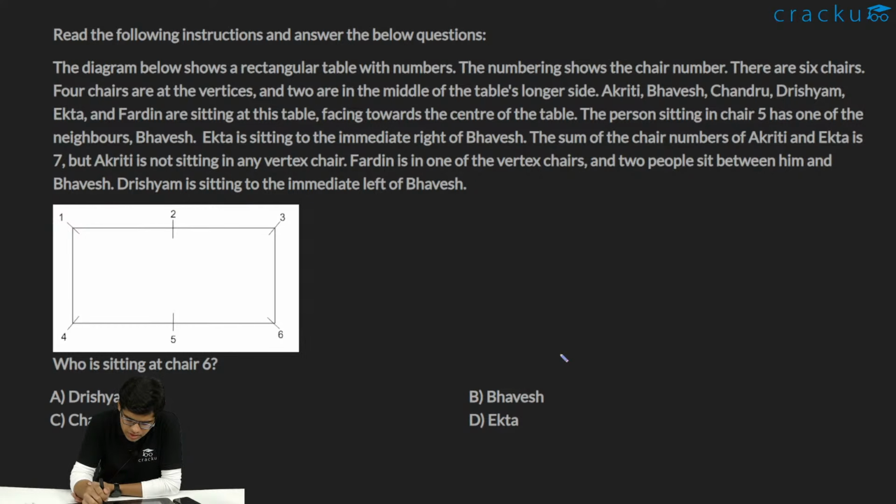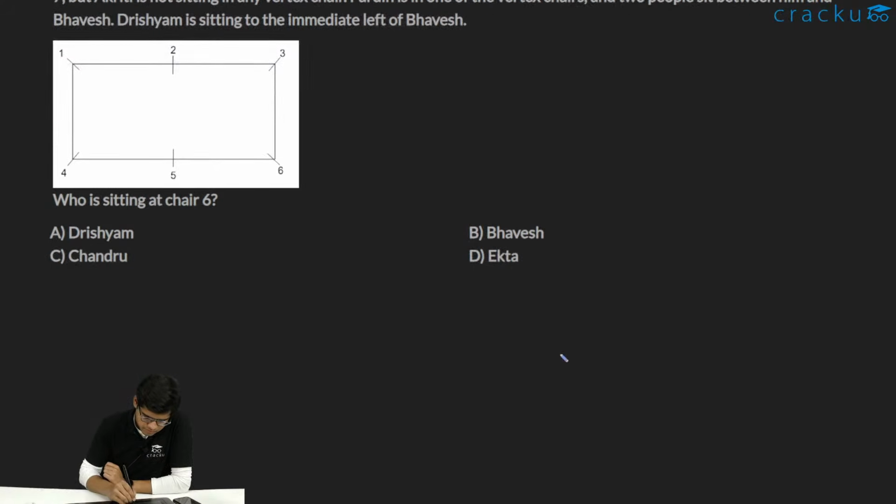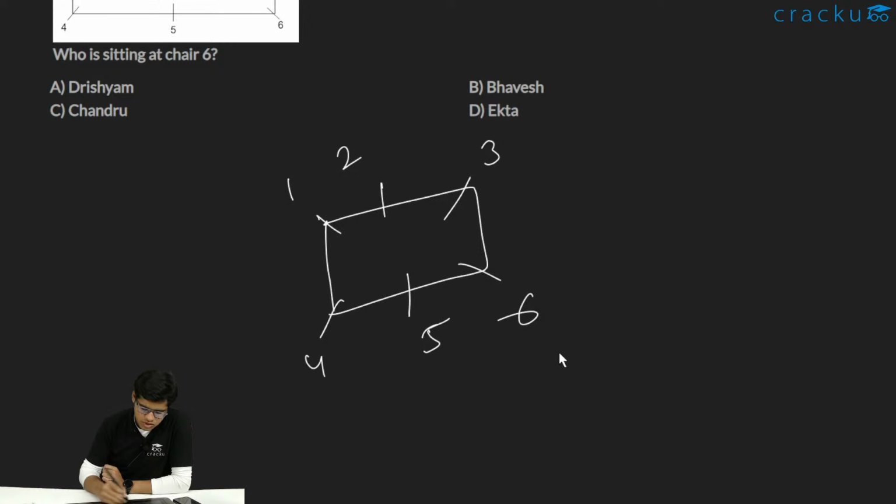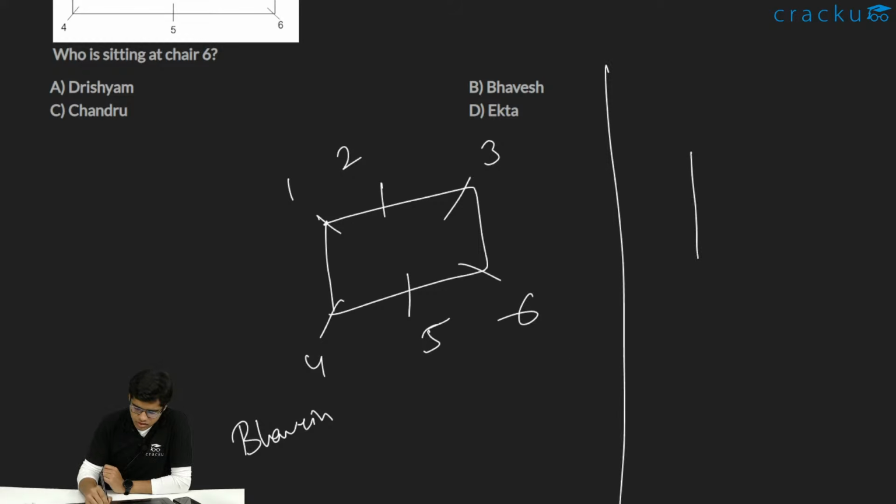Now, the person sitting in chair 5 is one of the neighbors of Bhavesh. Okay, cool. Let me draw this diagram. One, two, three, 5, 4, 6. So the person sitting in chair 5 is one of the neighbors of Bhavesh, meaning Bhavesh will be either here, or I can tell Bhavesh will be here.